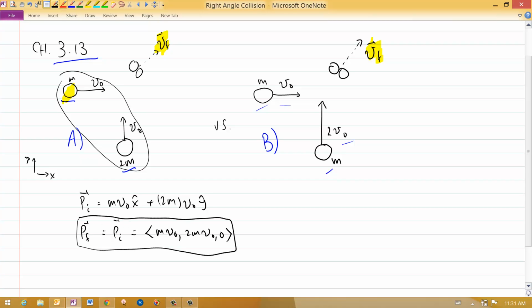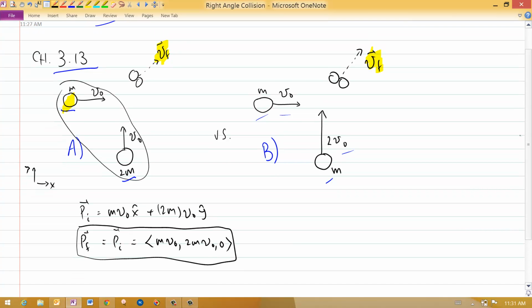Let's do the same analysis for case B. The initial momentum is equal to mv0 x hat. I could also write that as mv0, 0, 0. This x hat is a shorthand for this vector which has a 1 in the first place and then two zeros. So this is just a scalar multiplication of x hat.